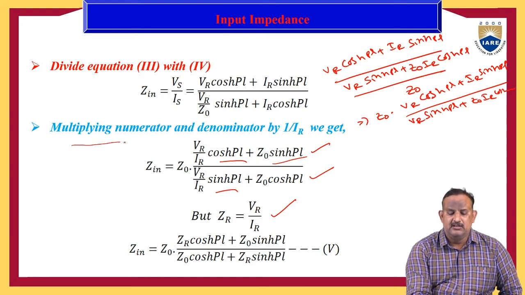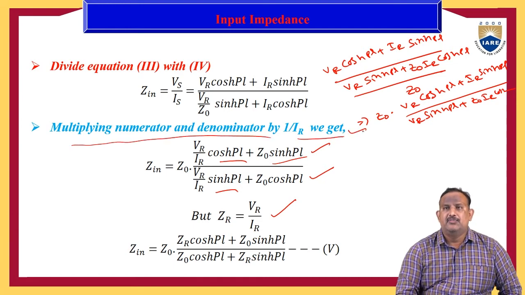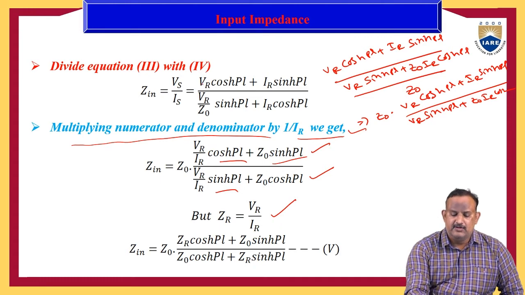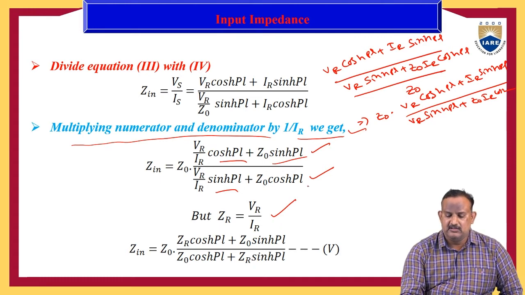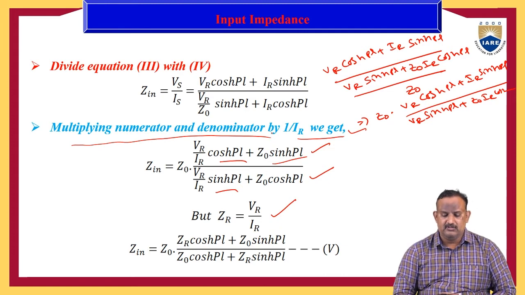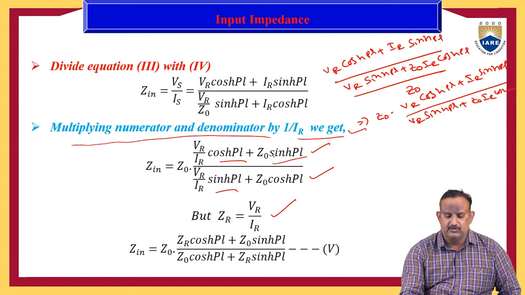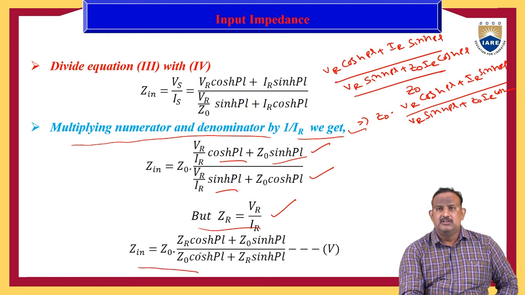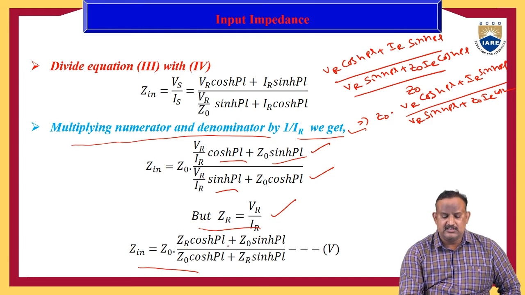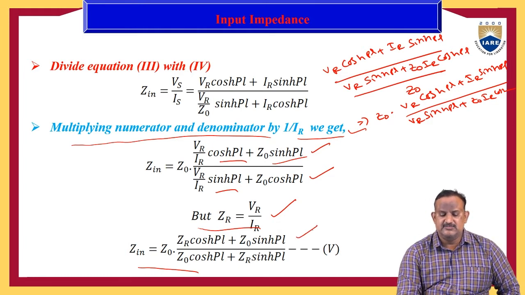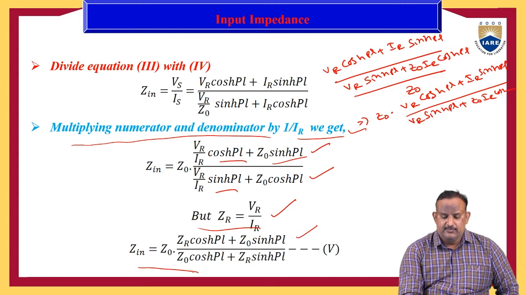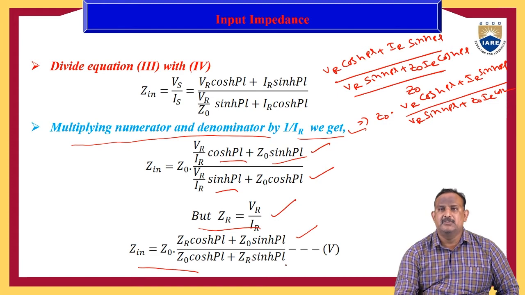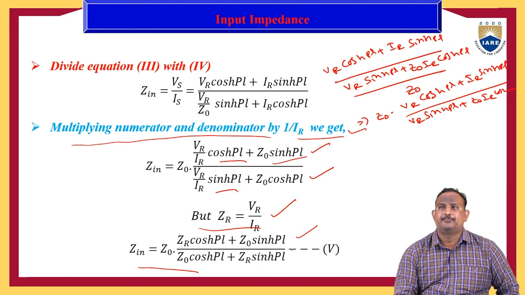We multiply the numerator and denominator by 1 by R, so VR by IR appears and IR cancels. Therefore, the equation will be Zn is equal to Z naught into ZR cos HPL plus Z naught sin HPL by Z naught cos HPL plus ZR sin HPL.